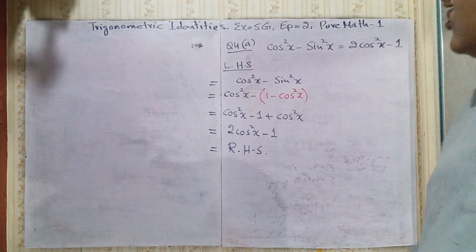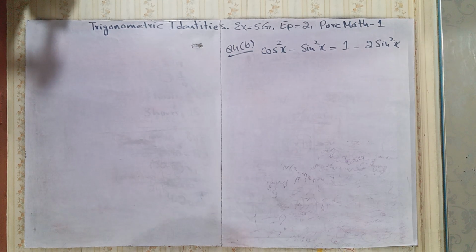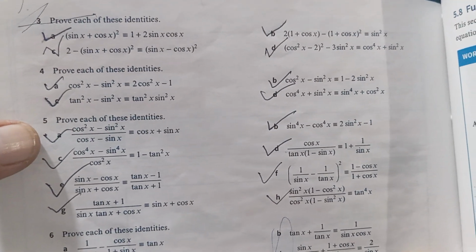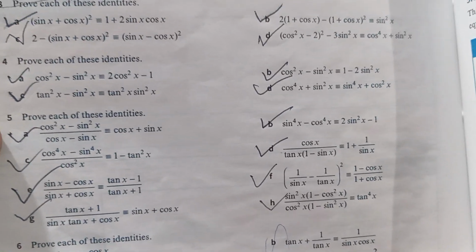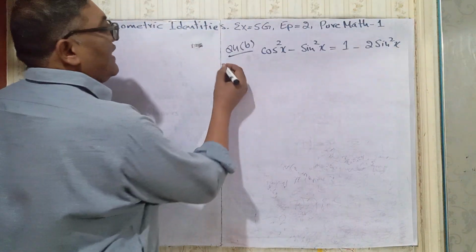So this is equal to your right hand side, and this is how you will do the question number 4 and its a part. I hope you understand. So my dear students, now we will do the question number 4 and its B part. Let me show you that question. Question number 4, B part, cos square x minus sin square x is equal to 1 minus 2 sin square x.